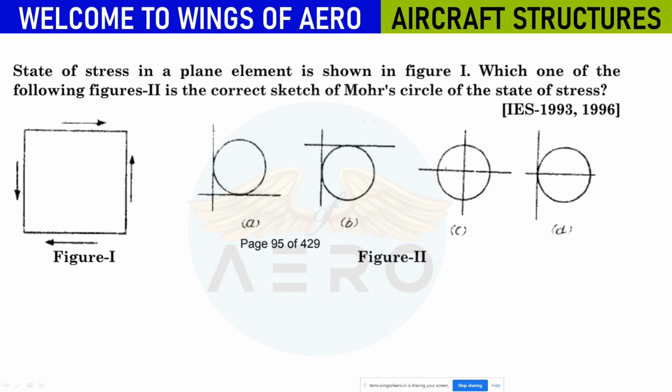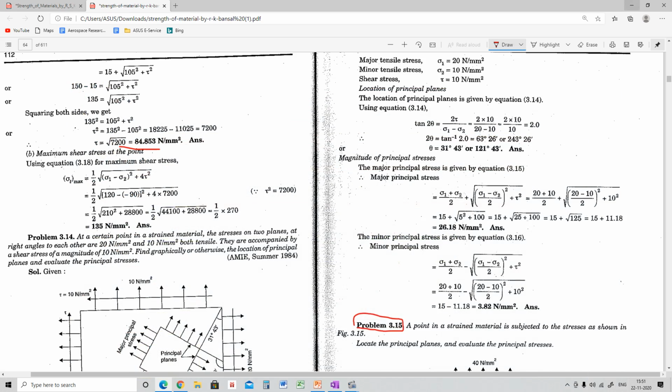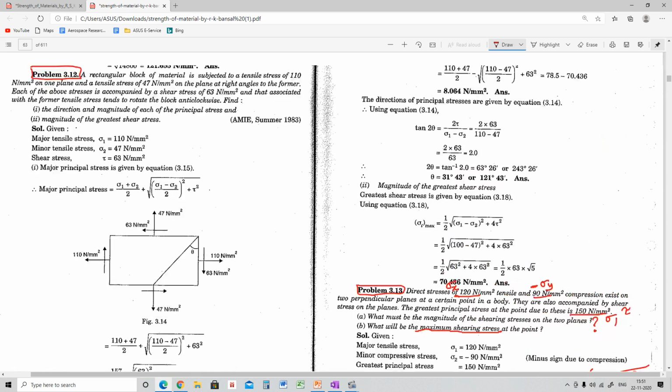Right? So now you tell me if you have any question. If you have any question, just let me know. Ma'am, I'm just confused about the negative sign in shear stress. Negative? Yes, ma'am, the negative sign in the formula.